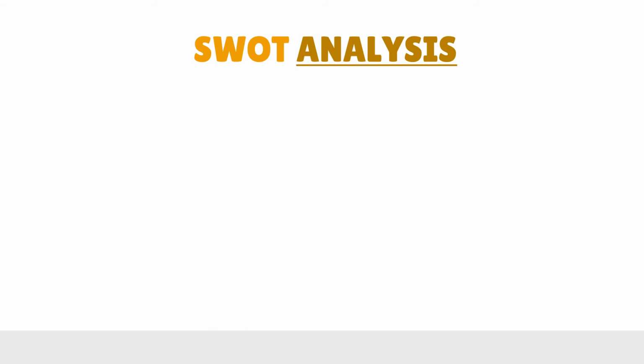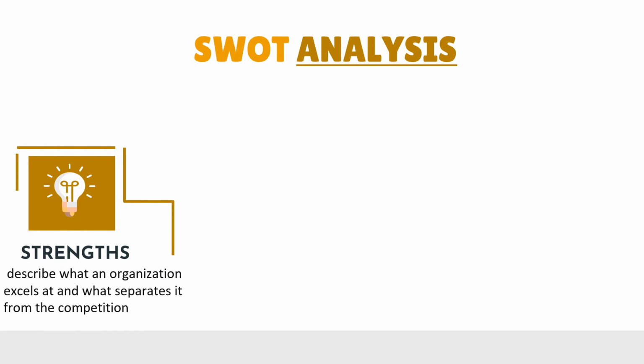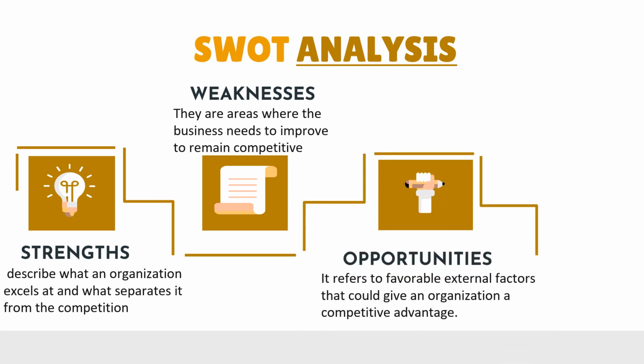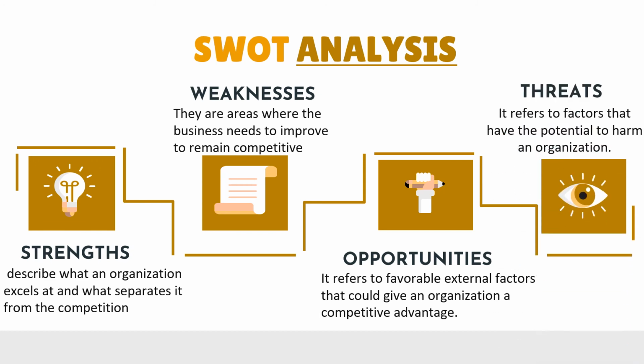SWOT is an acronym for Strengths, Weaknesses, Opportunities, and Threats. Strengths describe what an organization excels at and what separates it from the competition. W stands for weaknesses, which are areas where the business needs to improve to remain competitive. O stands for opportunities, which refers to favorable external factors that could give an organization a competitive advantage. And last is threats, which refers to the factors that have the potential to harm an organization.